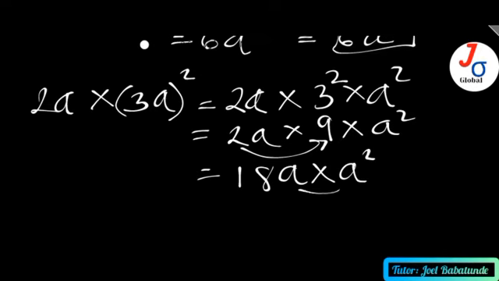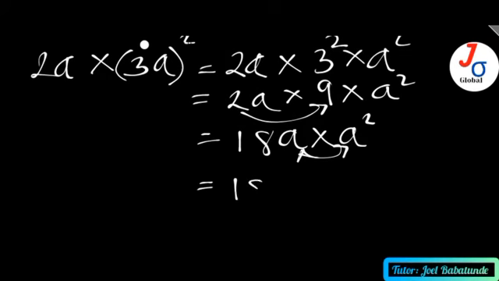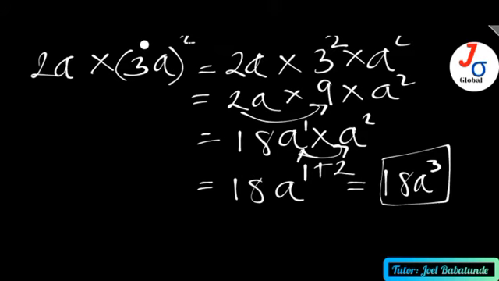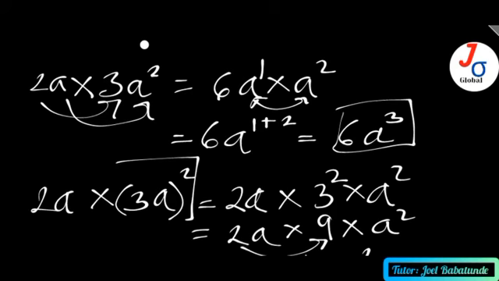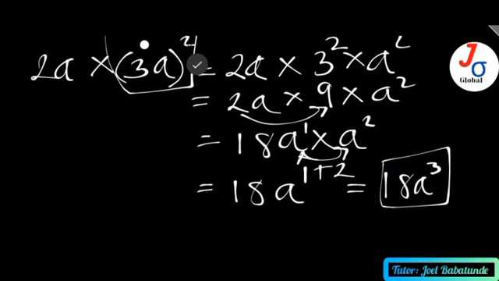And then you have a multiplied by a squared. Since both of them are of the same base, I'm going to say 18, and this is a raised to the power of 1. Because of this multiplication, the indices add, 1 plus 2, and that becomes 18a to the power of 3. So as you can see, this is different from this: this is 3a squared, this is 3a all squared.